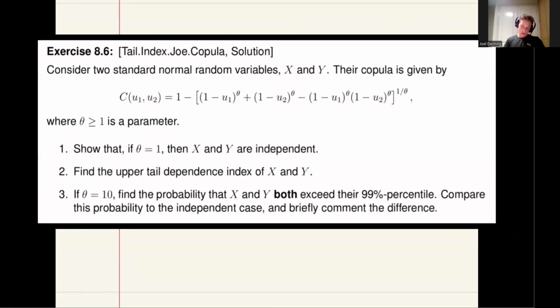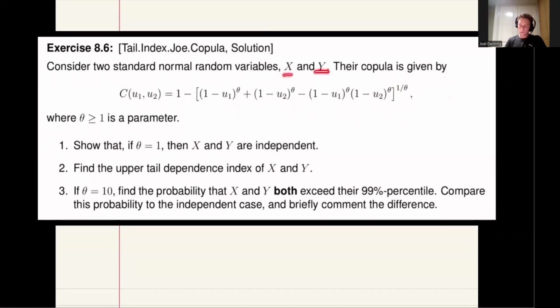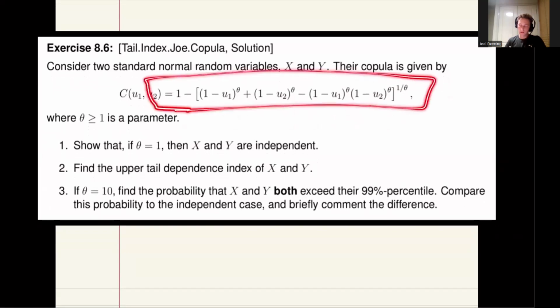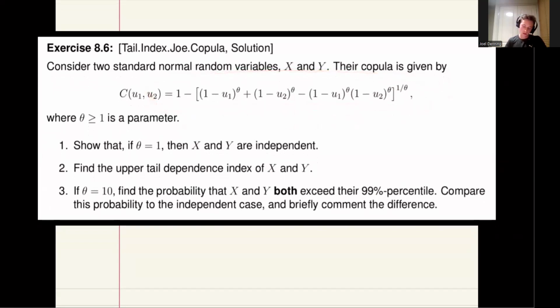So now on to question 6. Consider two standard normals, x and y, with a copula given by this nice long expression, where theta is greater than or equal to 1. It's just some parameter. Part A, we're going to show that if theta equals 1, then x and y are independent.